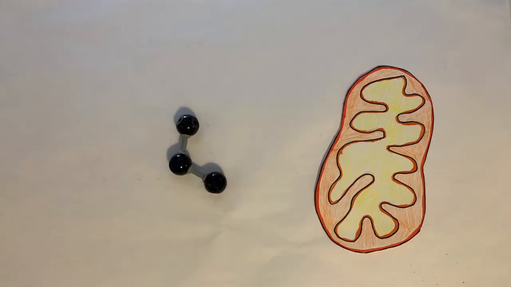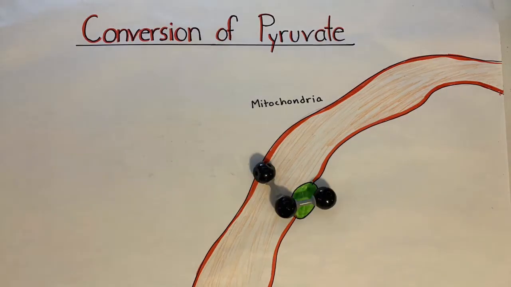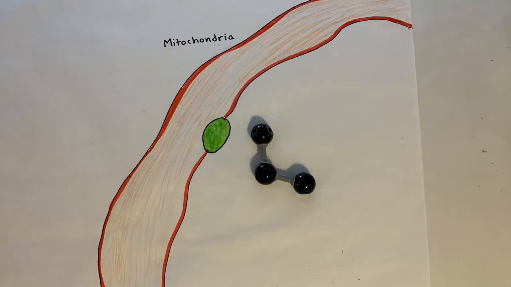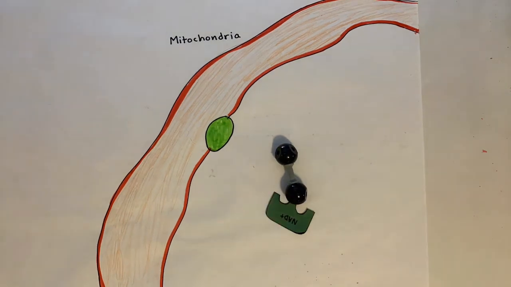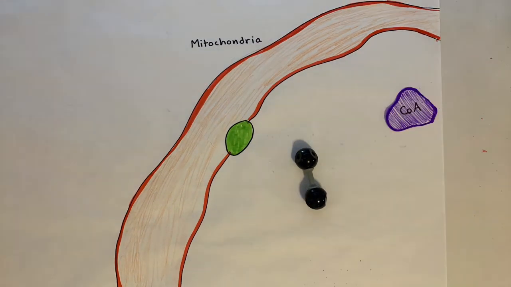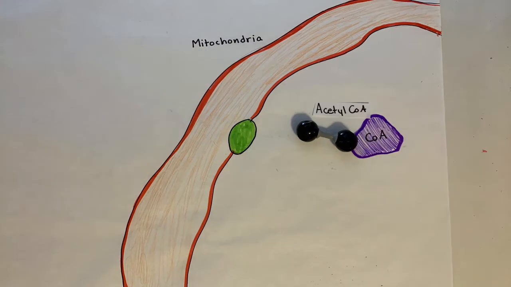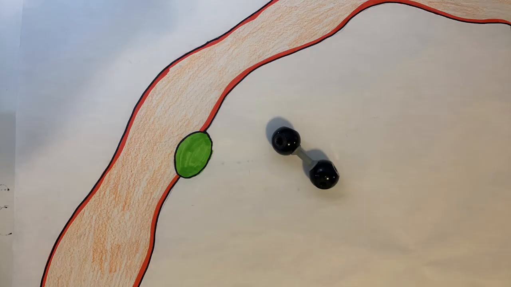After the pyruvate is made, it moves through the outer mitochondrial membrane into the inner mitochondrial membrane. Then a carbon atom splits off to form CO2, after which NAD+ takes 2 electrons from the newly made acetyl, becoming NADH. The acetyl combines with coenzyme A to become acetyl-CoA.